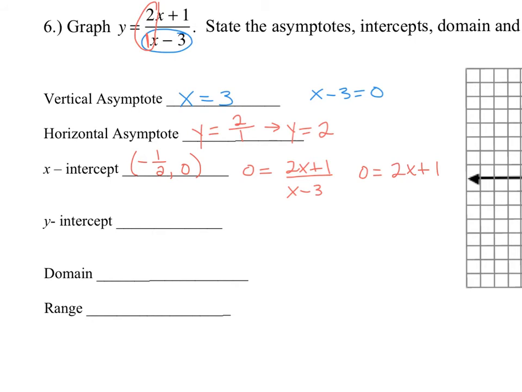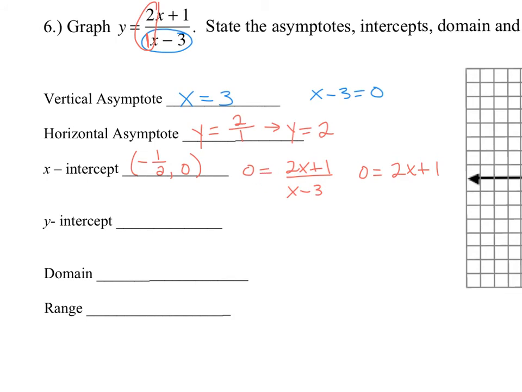Now, just on a side note, the only time any fraction will ever equal 0 is when the numerator is 0. So if the numerator of any fraction is 0, the entire fraction is 0. So it's pretty much safe to say that if you have a fraction, you would set the numerator equal to 0 to give you your x-intercept. If you can't remember that, just go ahead and cross multiply.